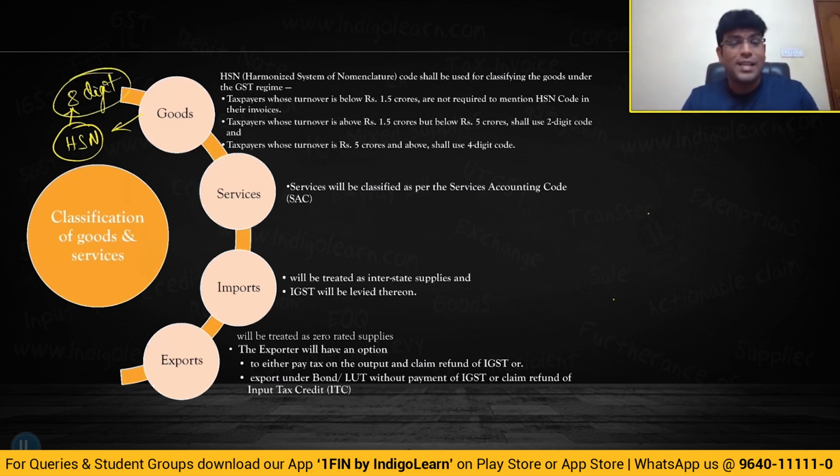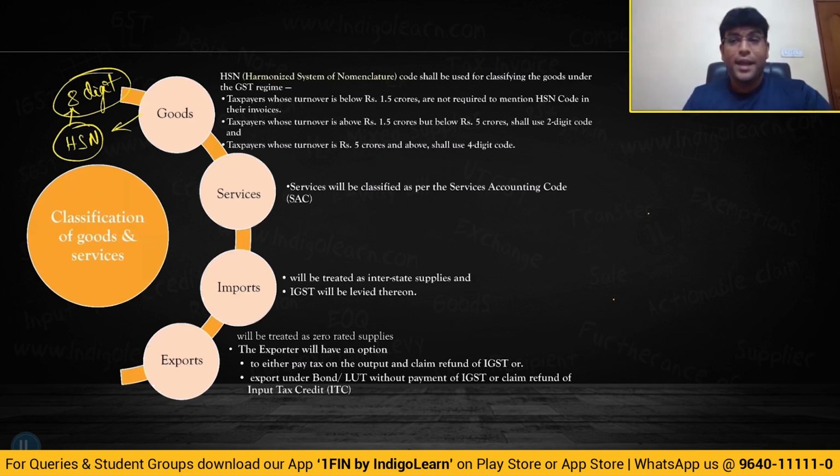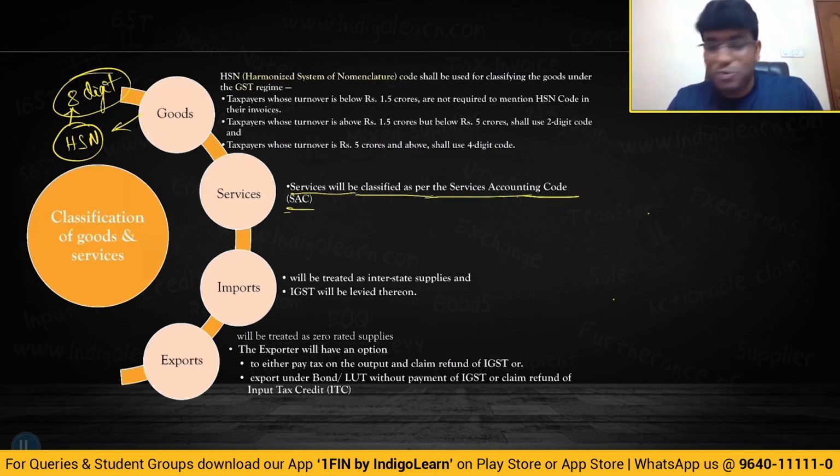HSN is basically an 8 digit code. And HSN full form is Harmonized System of Nomenclature. HSN stands for what, sir? Harmonized System of Nomenclature. HSN how many digit code? 8 digit code. And services will be classified as per the service accounting code.